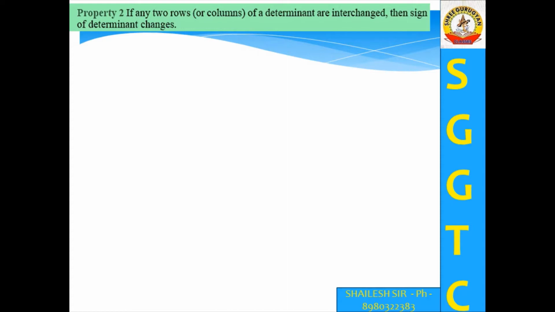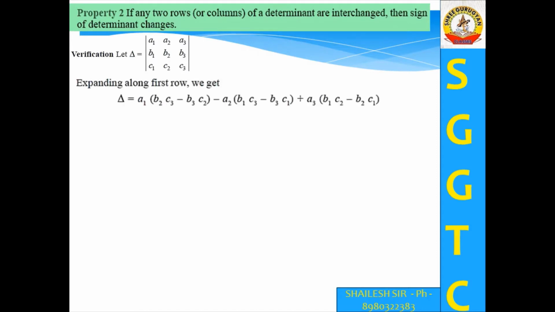So property number 2: if any two rows or columns are interchanged, the sign of the determinant is changed. This property is true both ways, row wise and column wise. So consider del as a1, a2, a3, b1, b2, b3 and c1, c2, c3, and expand by the first row, you get these values. Now interchanging any two rows, students, there are total 6 ways to explain any two rows, but here for easy explanation I interchange the first and third row.